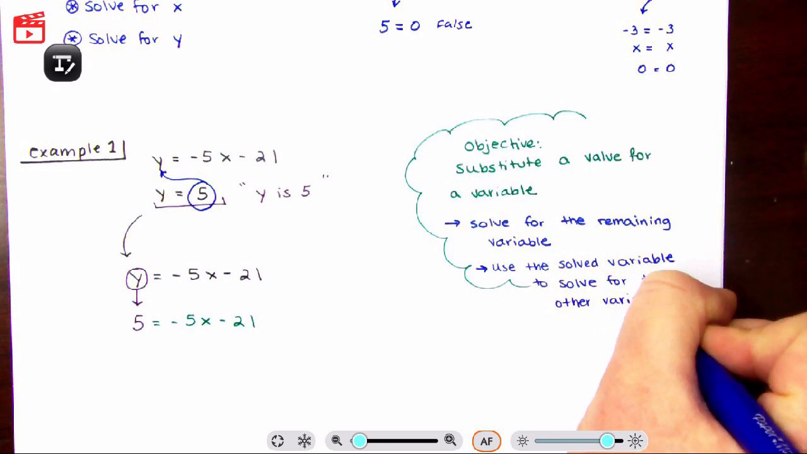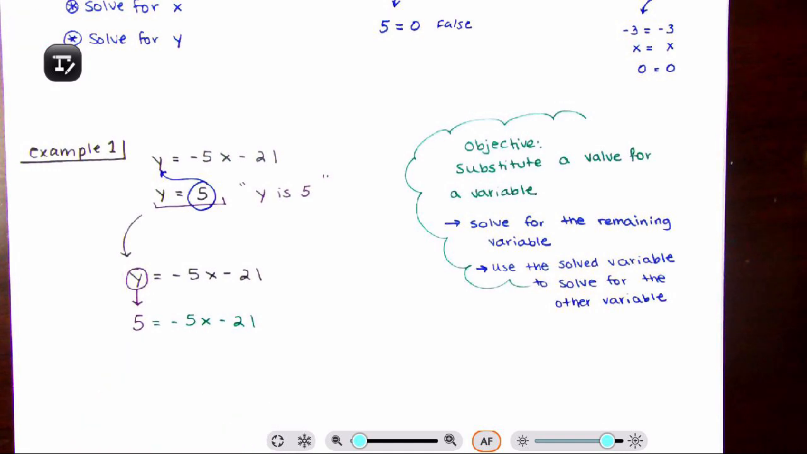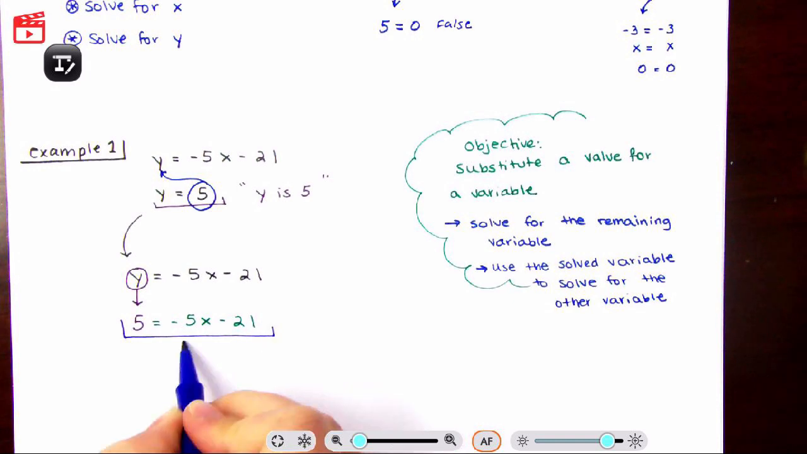Now, I'm not being specific about which variable because not always will you substitute for y. Sometimes you're going to substitute for x. All right, so this is now what I have. Let's go ahead and solve this.